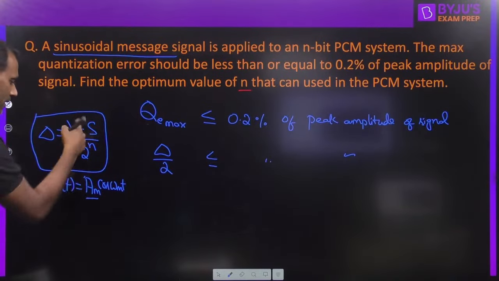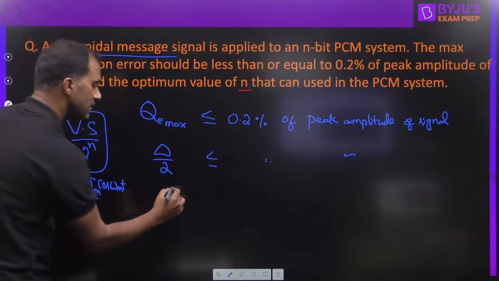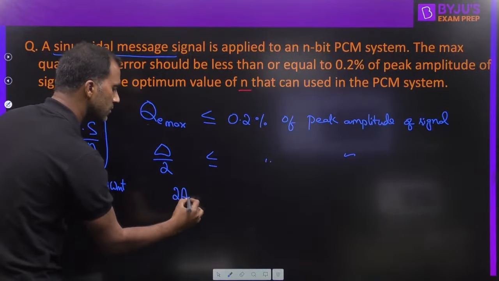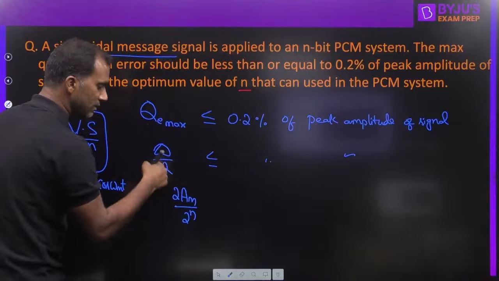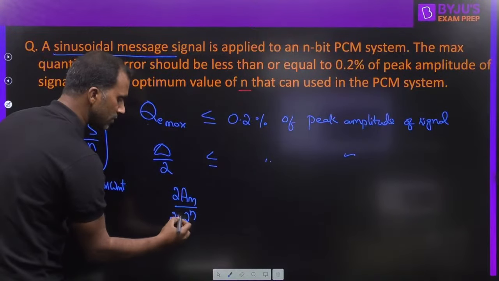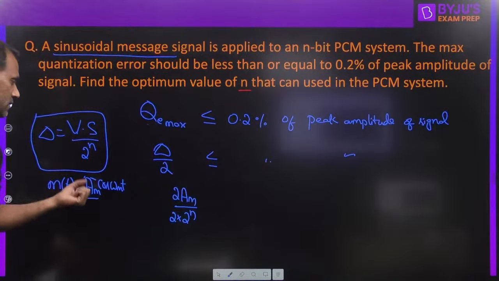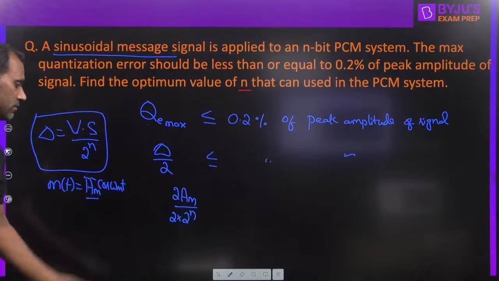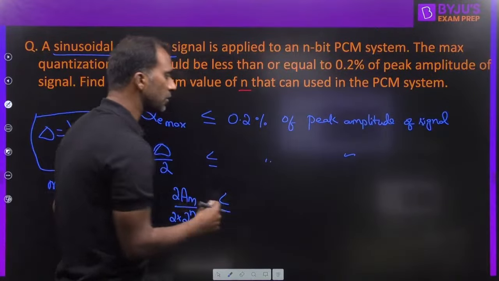Now, what is the voltage swing of the signal? The highest voltage is Am, the lowest voltage is minus Am, so the voltage swing is 2Am, divided by 2 to the power of n, that is delta, and another division by 2 is there, so it is 2 into 2 power n. So it is delta by 2. Delta we can find using this. Voltage swing is 2Am. I have substituted that. It is less than or equal to 0.2%.